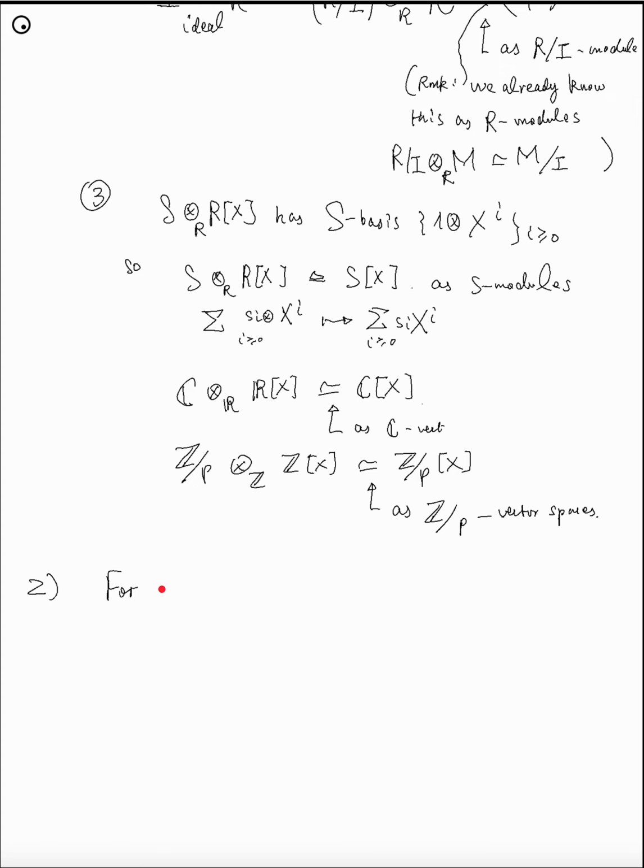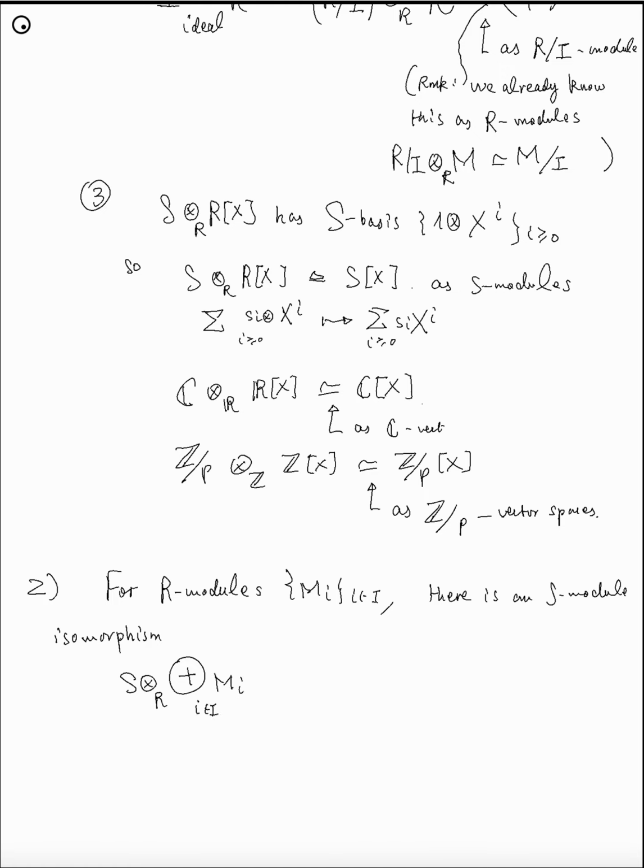So let me first write it down for R modules m_i indexed by I. There is an S module isomorphism: S tensor over R of the direct sum of m_i is isomorphic to the direct sum, indexed by I, of S tensor over R m_i.